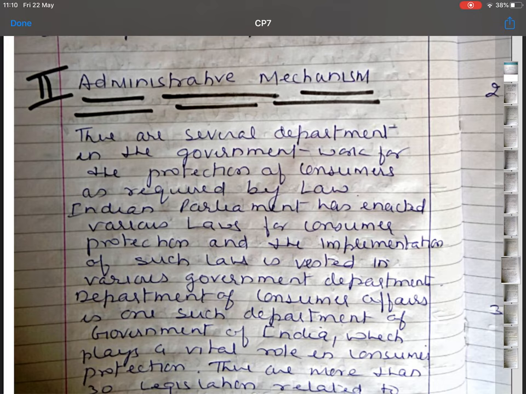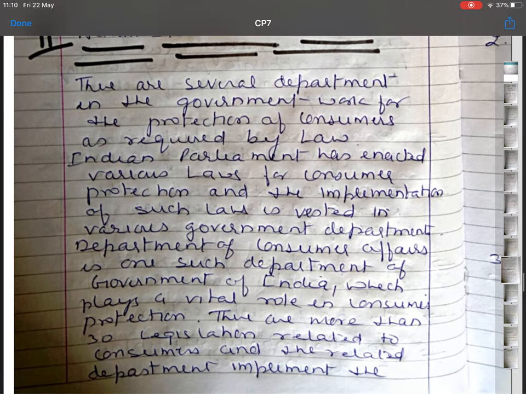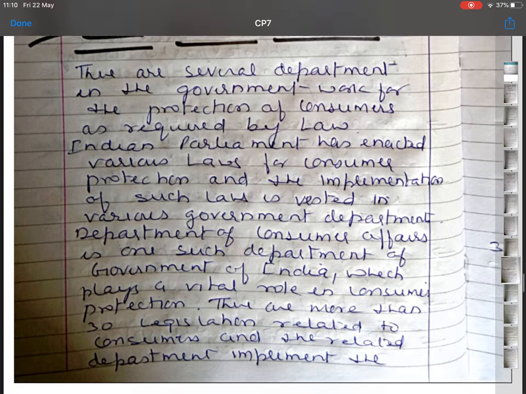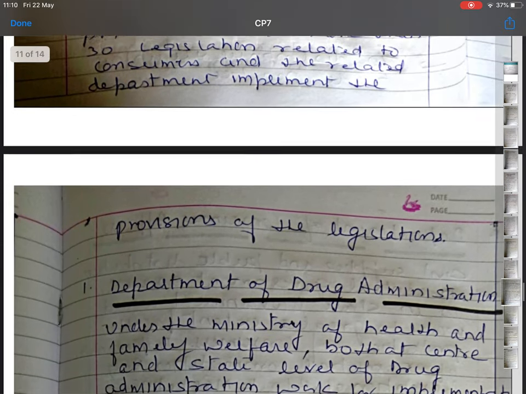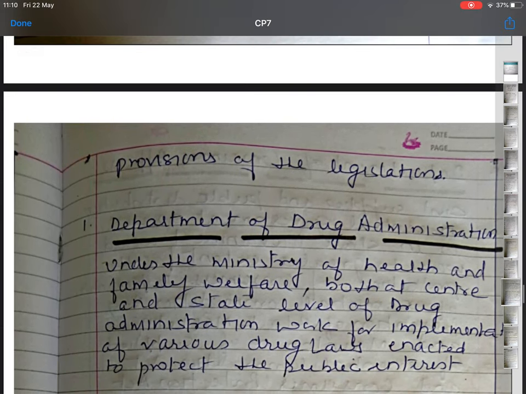Indian Parliament has enacted various laws for consumer protection, and the implementation of such laws is vested in various government departments. Department of Consumer Affairs is one such department of the Government of India, which plays a vital role in consumer protection. There are more than 30 legislations or acts related to consumer protection, and the related departments implement the provisions of these legislations. I'll discuss a few of these departments.